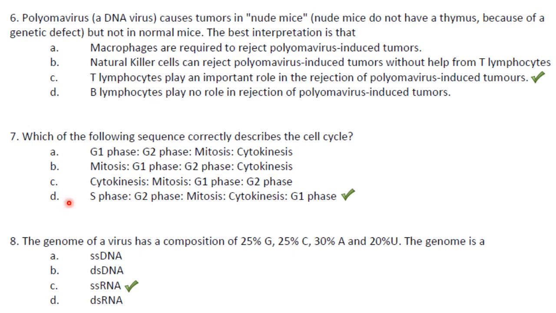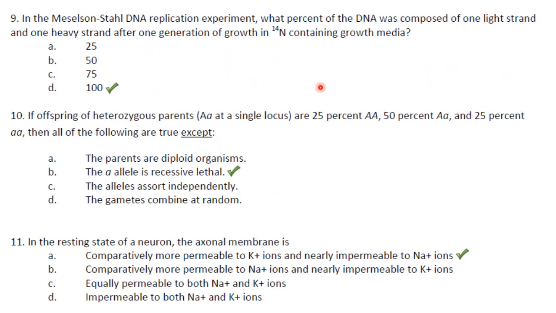Then next one. The genome of a virus has composition of 25% G, 25% C, 30% A and 20% U. Since U is present, it is not going to be DNA. So it is RNA. Now you have to see whether it is double-stranded or single-stranded. G is equal to C, okay, but A is not equal to U. So it cannot be double-stranded. It is single-stranded RNA. Answer is option C.